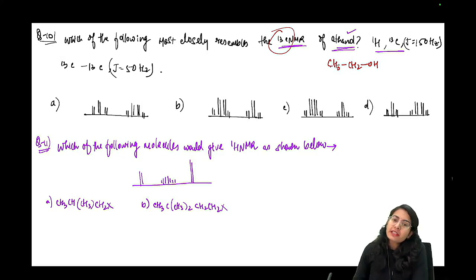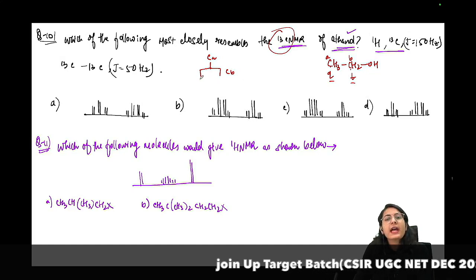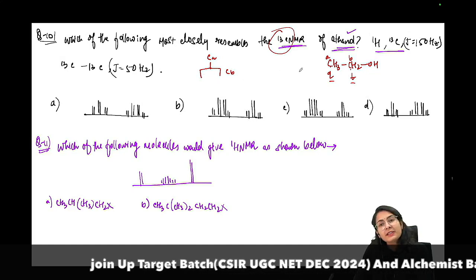this carbon is going to be a quartet because of these hydrogens. This carbon is going to be a triplet because of these hydrogens. Now the quartet and triplet are further going to be divided into a doublet and doublet because of the carbon, because carbon-carbon coupling is happening, carbon A and carbon B. So carbon A has a signal like this, a doublet because of carbon B, and then it is going to be split.